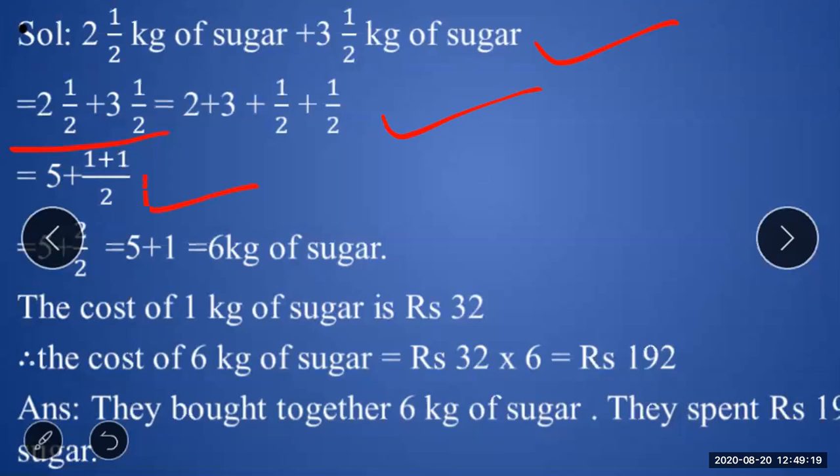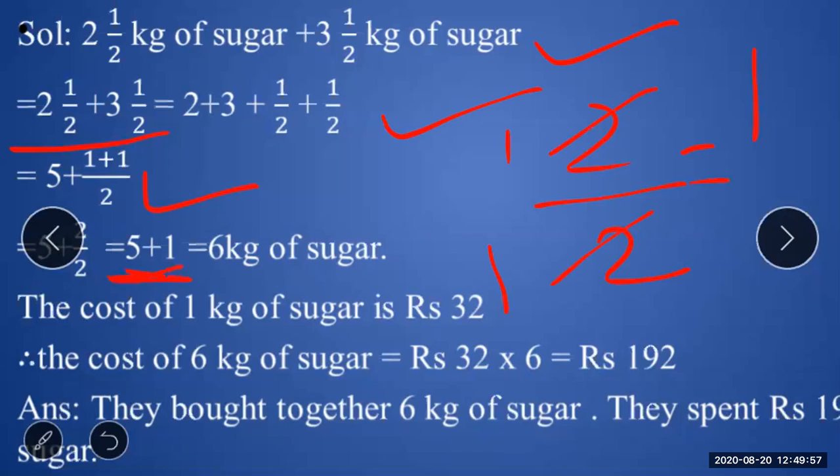So here we got the answer as 5 plus 2 upon 2. If this type of fraction comes, what do you have to do? You have to cut it down. Here 2 ones are 2, 2 ones are 2. So by cutting 2 upon 2, you got the answer as 1. So 5 plus 1 is equal to 6 kg of sugar.